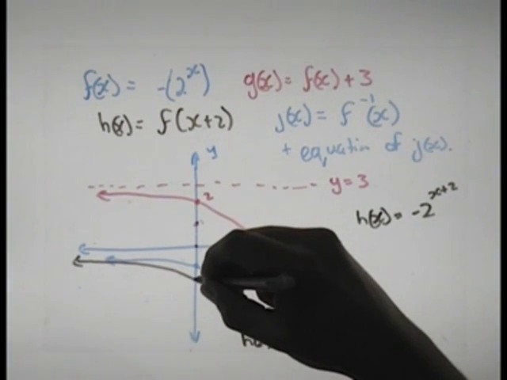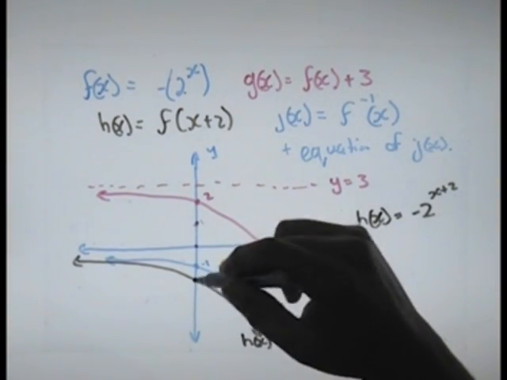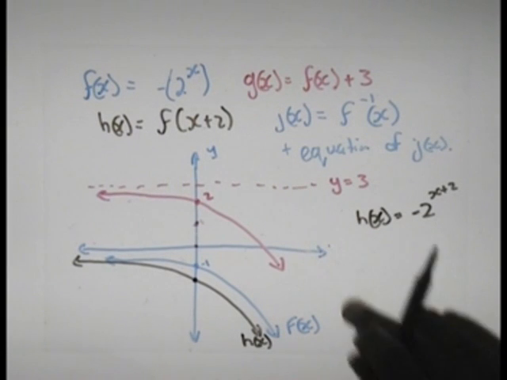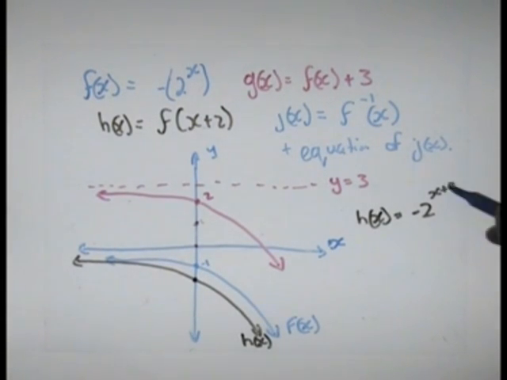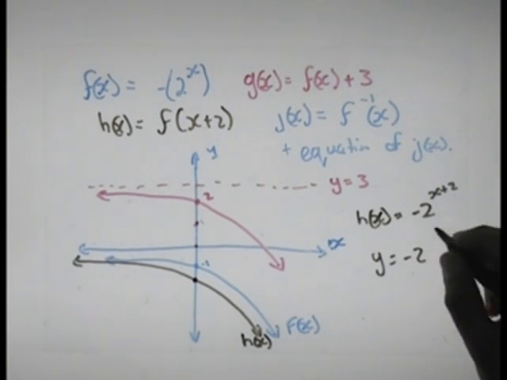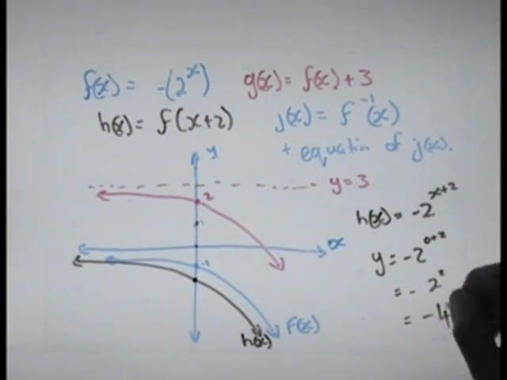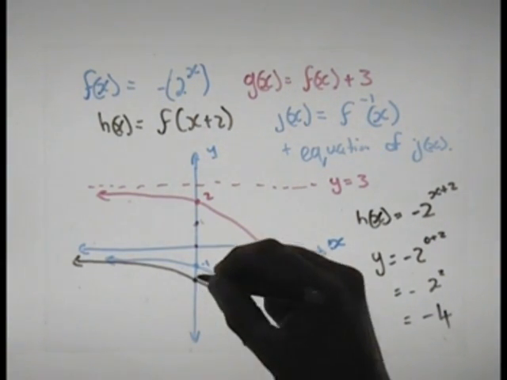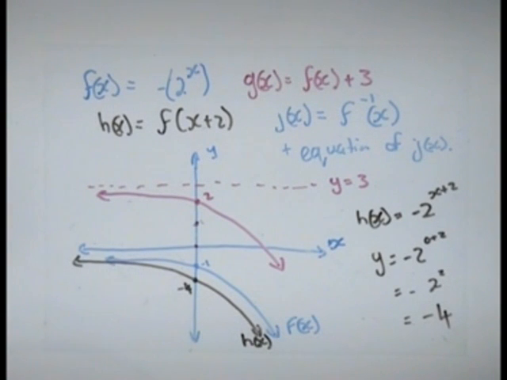I can calculate that point there, the point where h of x intercepts the y-axis. Remember, it's still following the same asymptote of y cannot equal 0. Now the reason y cannot equal 0 is because negative 2 to the power x plus 2 still can't ever equal 0. What's that point over there? That's the point y is equal to negative 2 to the power 0 plus 2, which is equal to negative 2 to the power 2, which is equal to negative 4. 2 to the 2 is 4, negative times 4 is negative 4. So that's the point negative 4, if I need to calculate that.